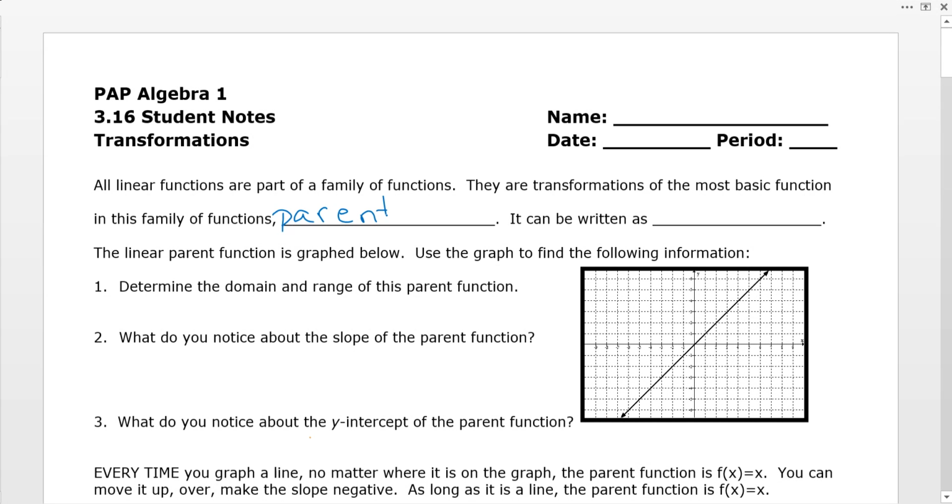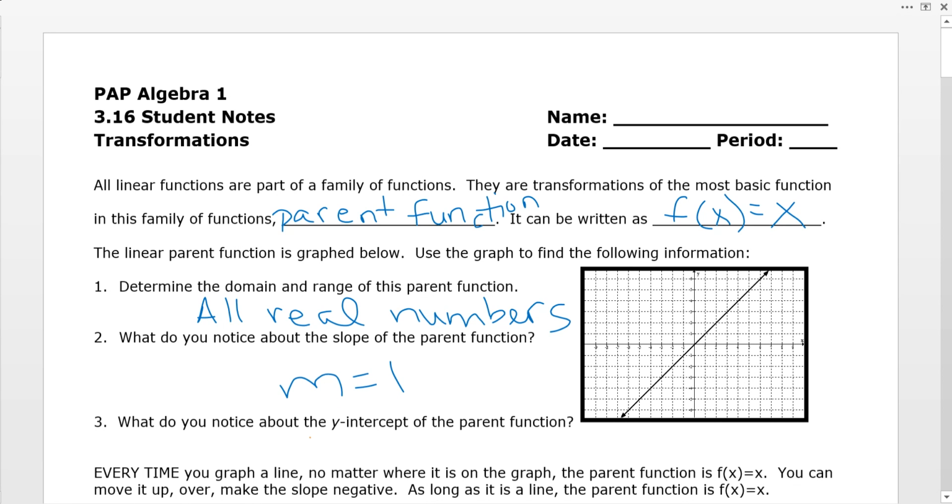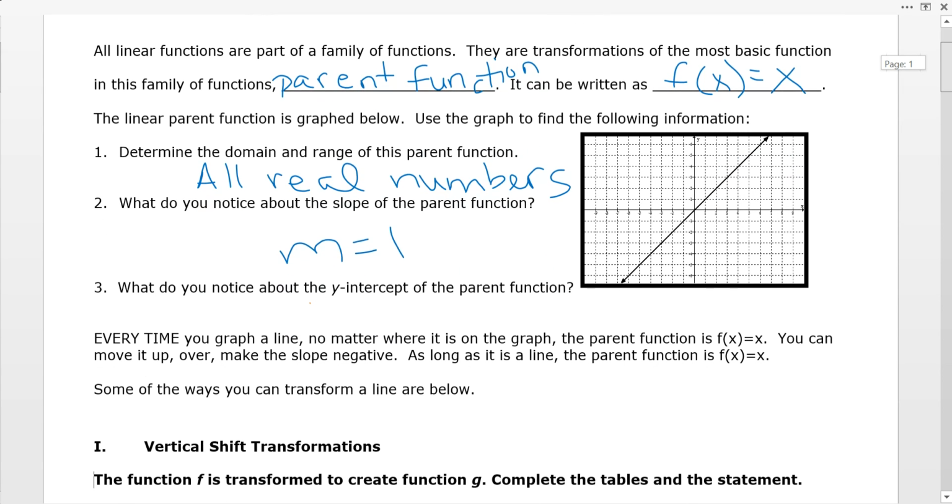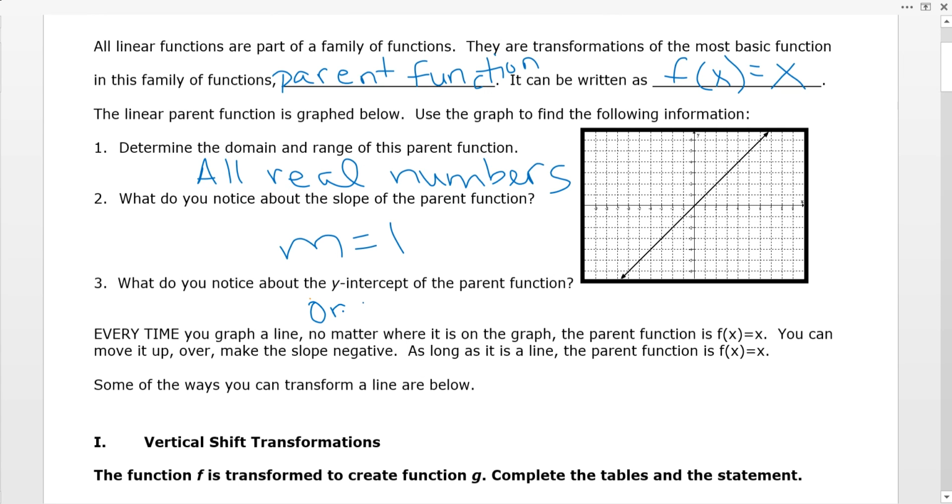the parent function of linear equations is always the same no matter what the line looks like, and we write it like this. The domain and range are both all real numbers, and you did this on your previous notes. The slope is 1, and the y-intercept is the origin, and it always is.